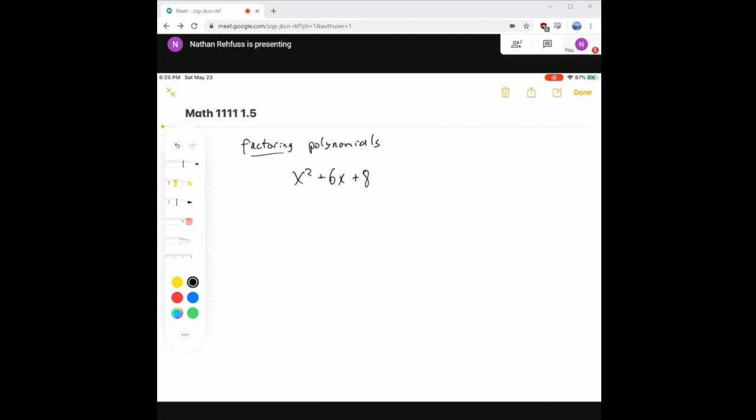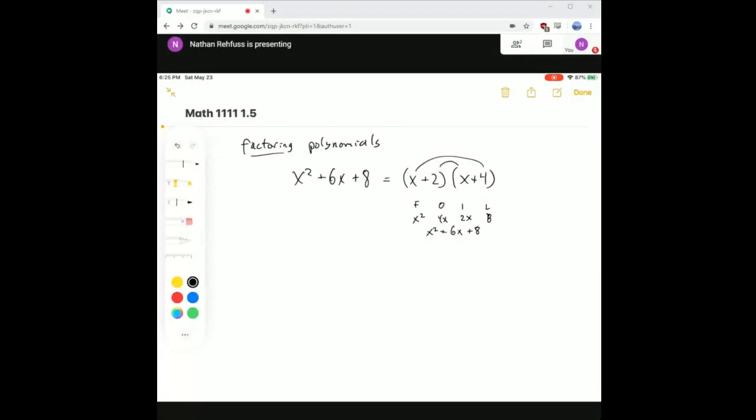It turns out that this one is equal to x plus 2 times x plus 4. How did I know that? Well, if I multiply those, I can FOIL. First is x squared, outside is x times 4, so 4x. Inside is 2x, and last is 2 times 4, which is 8. 4x plus 2x is 6x, so I get x squared plus 6x plus 8.